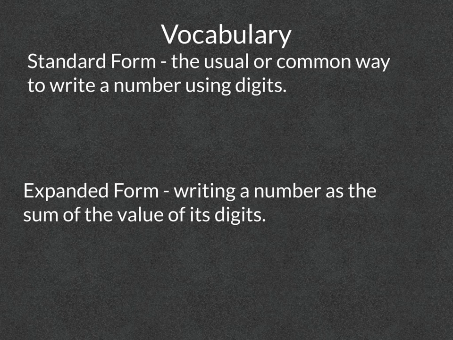Okay, so that was like our 92,355,728. That is standard form. So if you're ever asked to write a number in standard form, you better know what standard form is. It just kind of gives away in the name, the standard way of doing things. Okay, so then we have expanded form. It's writing a number as the sum of the value of its digits.